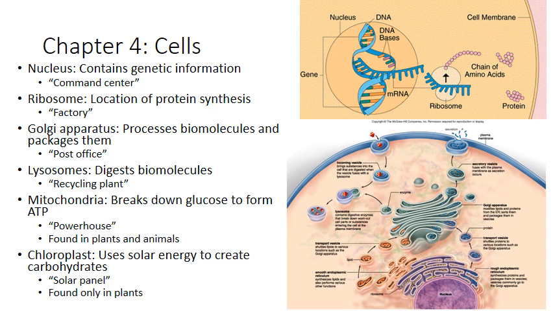The nucleus is like the command center of the cell because it holds all of the instructions for all of its activities. Then the ribosome is where protein synthesis occurs, and that's like the factory of the cell. That's where we're going to make proteins from the genetic information that we get from the nucleus. The Golgi apparatus is responsible for packaging, processing, and moving around all these biomolecules. It's sort of like the post office of the cell.